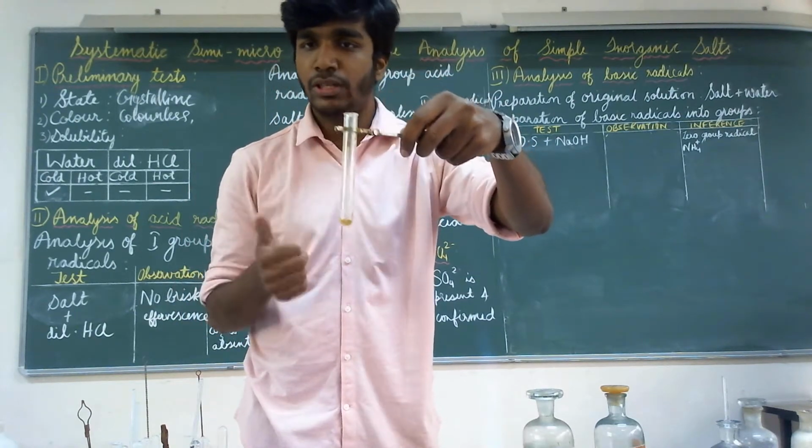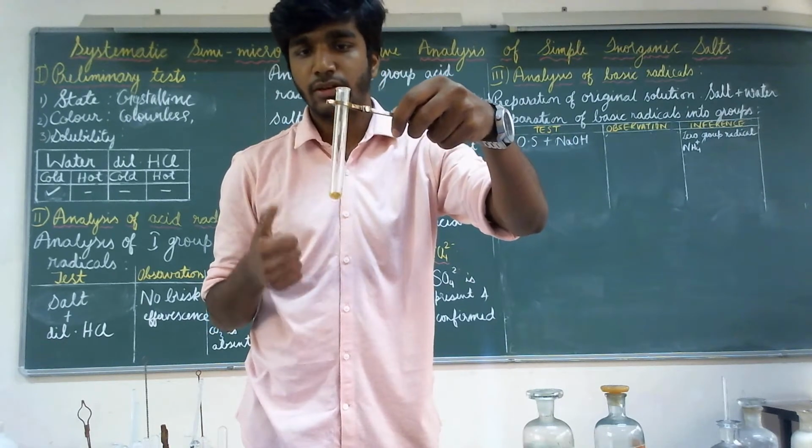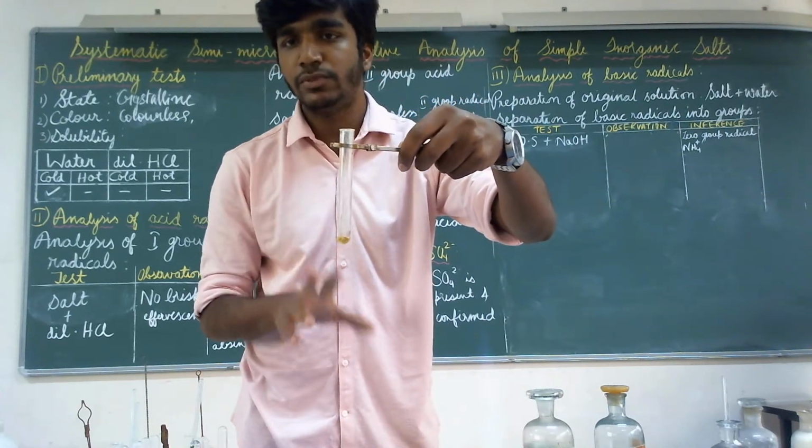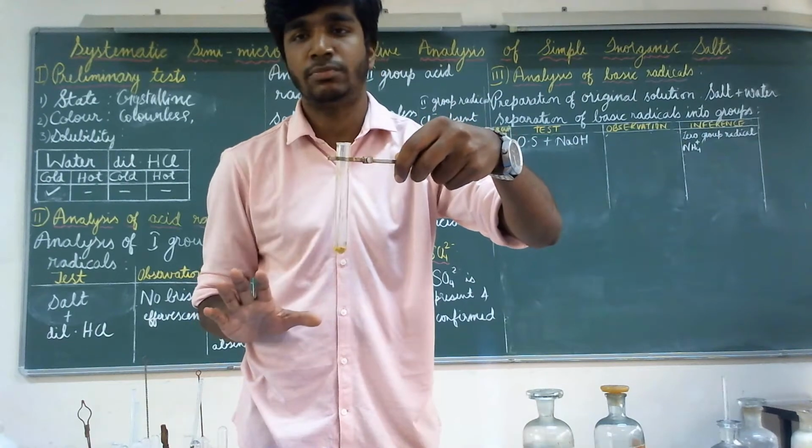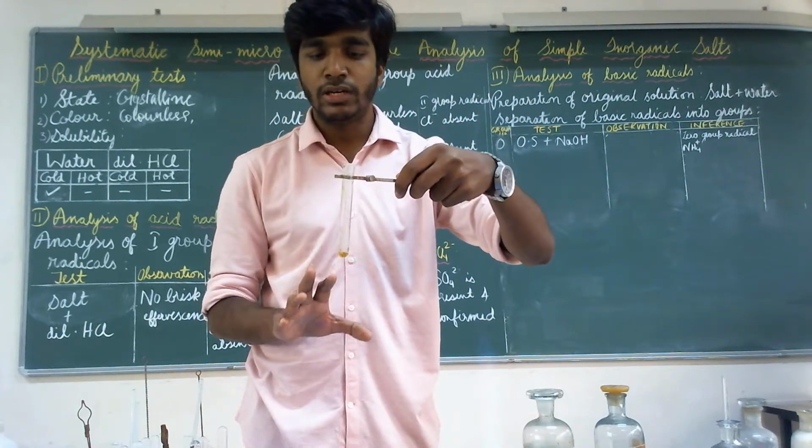Okay, so both chloride and bromide are absent. Chloride is absent because there is no dense white fumes. Bromide is absent because there is no reddish brown fumes. Alright, so in cold condition both are absent.